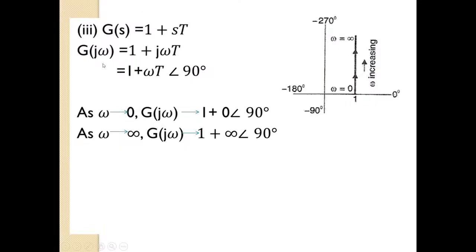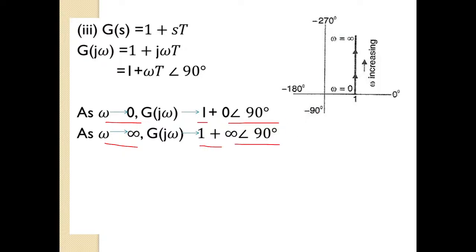So simply replace s by j omega. You will get 1 plus j omega T, and j omega T has magnitude omega T and angle 90 degrees. So 1 is constant. You substitute omega equal to 0 and omega equal to infinity. You will get 1 plus 0 at an angle of plus 90, and you will get 1 plus infinity at an angle of plus 90.